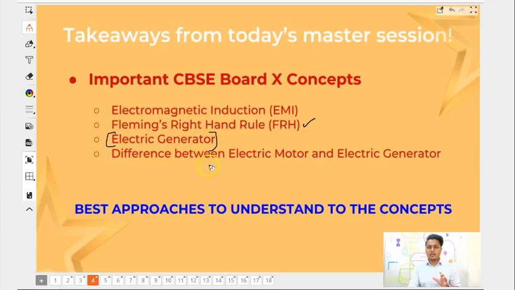After that, one of the hot favorite questions of the CBSE 10th board: what is the difference between an electric motor and an electric generator? We will try to pitch in on that as well.